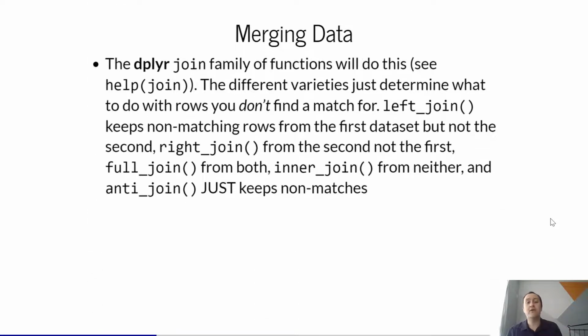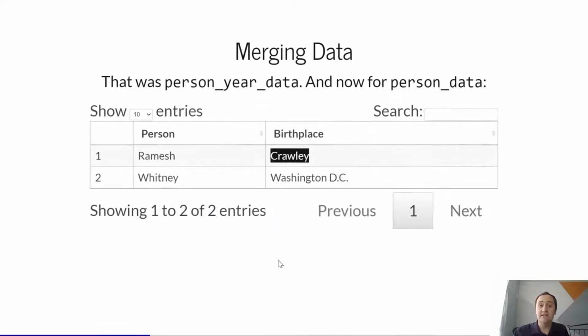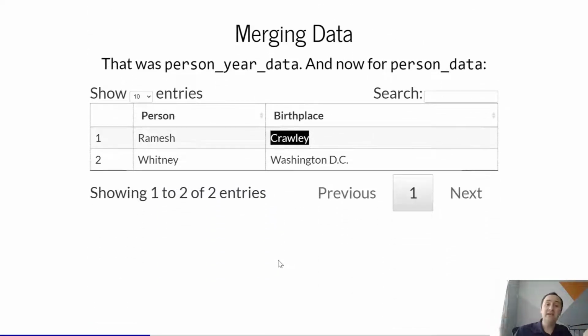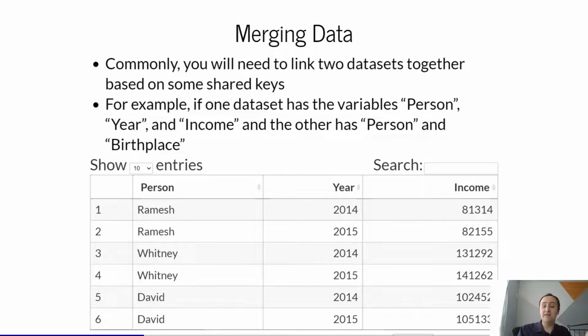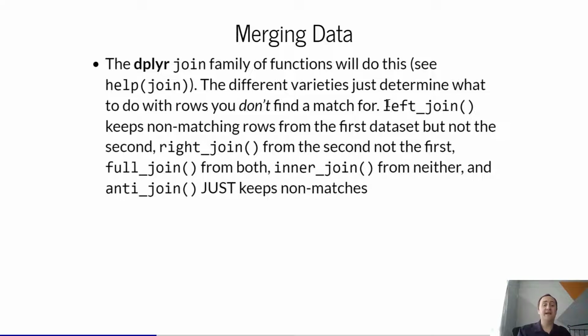Now, I mentioned there's a bunch of different varieties of merge, and the only way that they really differ is by what they do when you don't find a match, right? So I mentioned we have David here who does not have a birthplace listed. So what am I going to do with David? Is David going to stay in the data but have a missing value here because I don't know what David's birthplace is? Is David going to get dropped from the data because I only care about people I can find a match for? Lots of different options. So that's what the different varieties of join are for.